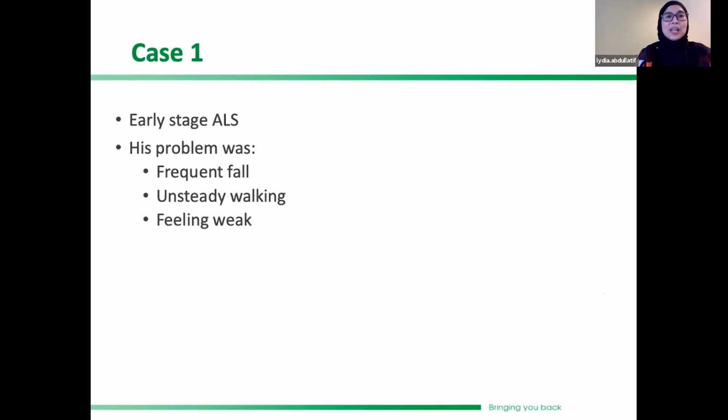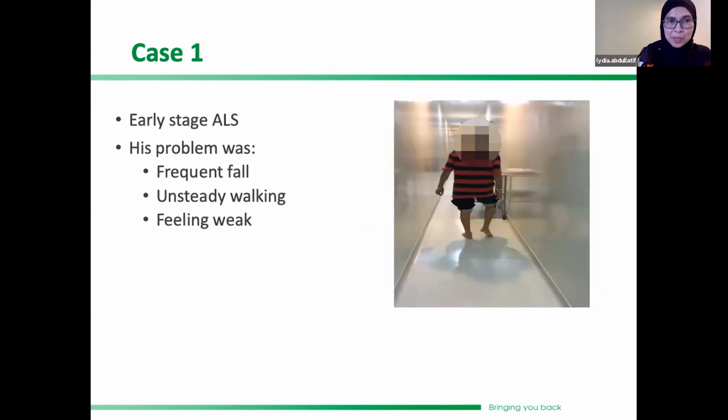All right, so let's look at the first case. I have with me this patient who is still early in the stage of ALS. So it's either stage 1 or stage 2 because he's still able to ambulate. His problem when he came to us was he was having frequent falls, unsteady walking, and feeling weak. So let's have a look at his video.